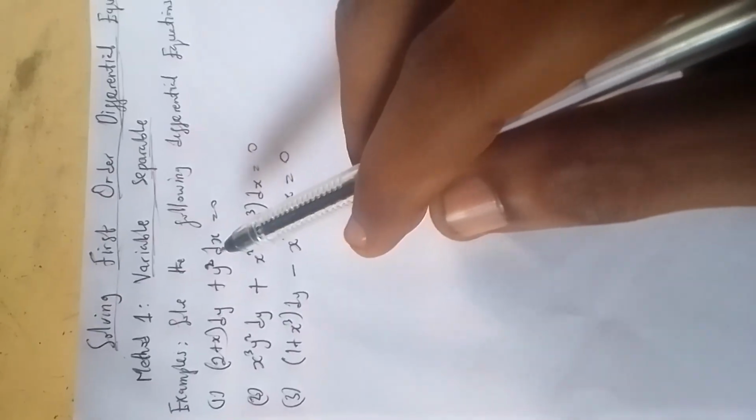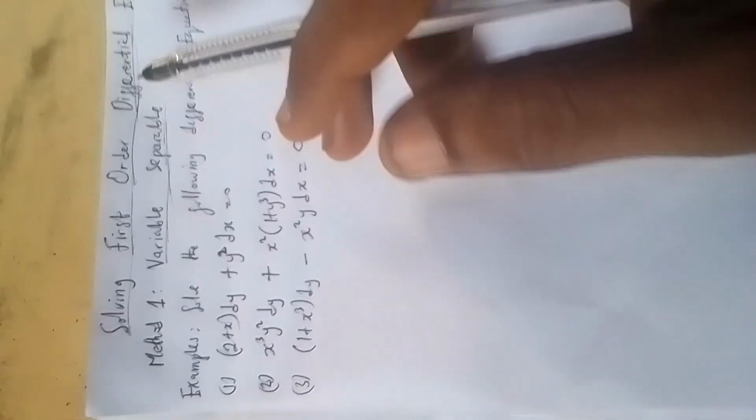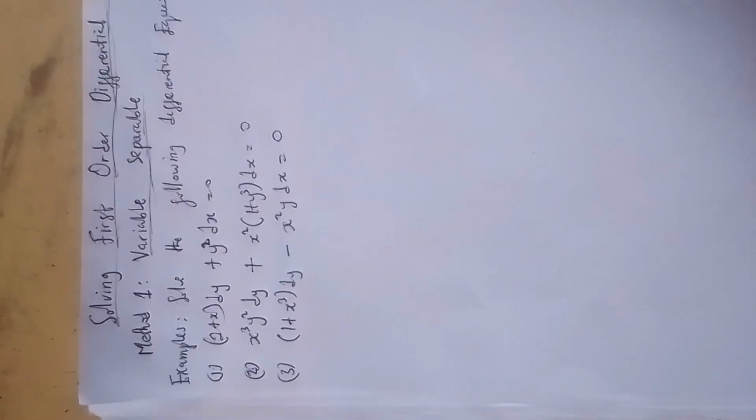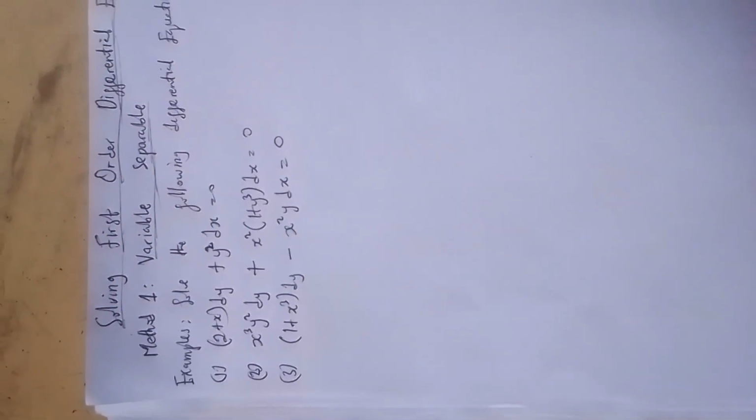The variable separable method is a situation whereby you separate the dependent variable and its derivative from the independent variable with its own derivative. That is, they should be on different sides. One should be on this side, the other should be on the other side. So that is the variable separable method.